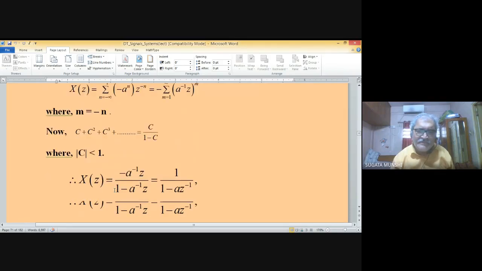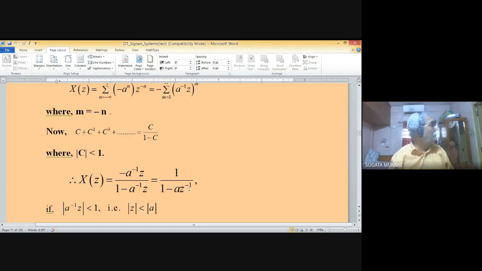Now, in this case, this summation is of similar nature, isn't it? So what will be X(z), that summation? It will be minus a to the power minus 1 z divided by 1 minus a to the power minus 1 z. That means 1 by 1 minus a z to the power minus 1, provided magnitude of z is less than magnitude of a.